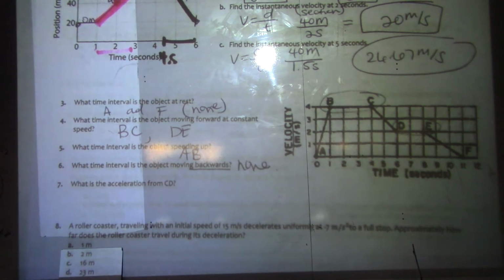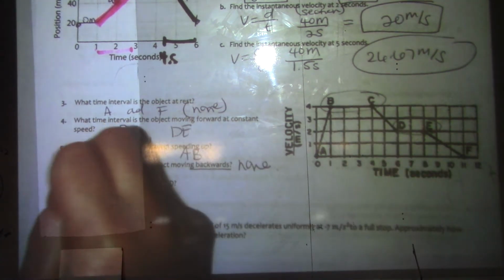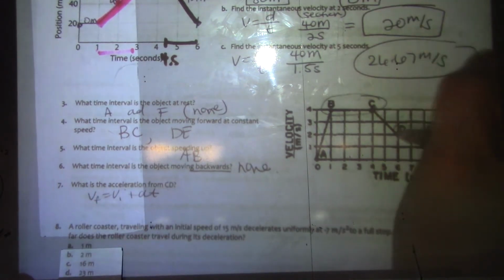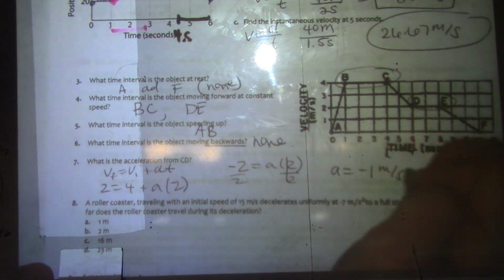Looking for the acceleration from C to D. So VF equals VI plus AT. VI would be 4, VF would be 2. And from C to D was 4 to 6 seconds, so that's 2. We're going to subtract the 4 over, that gives me negative 2 equals A times 2. Divide by 2, that gives me acceleration is negative 1 meter per second squared.